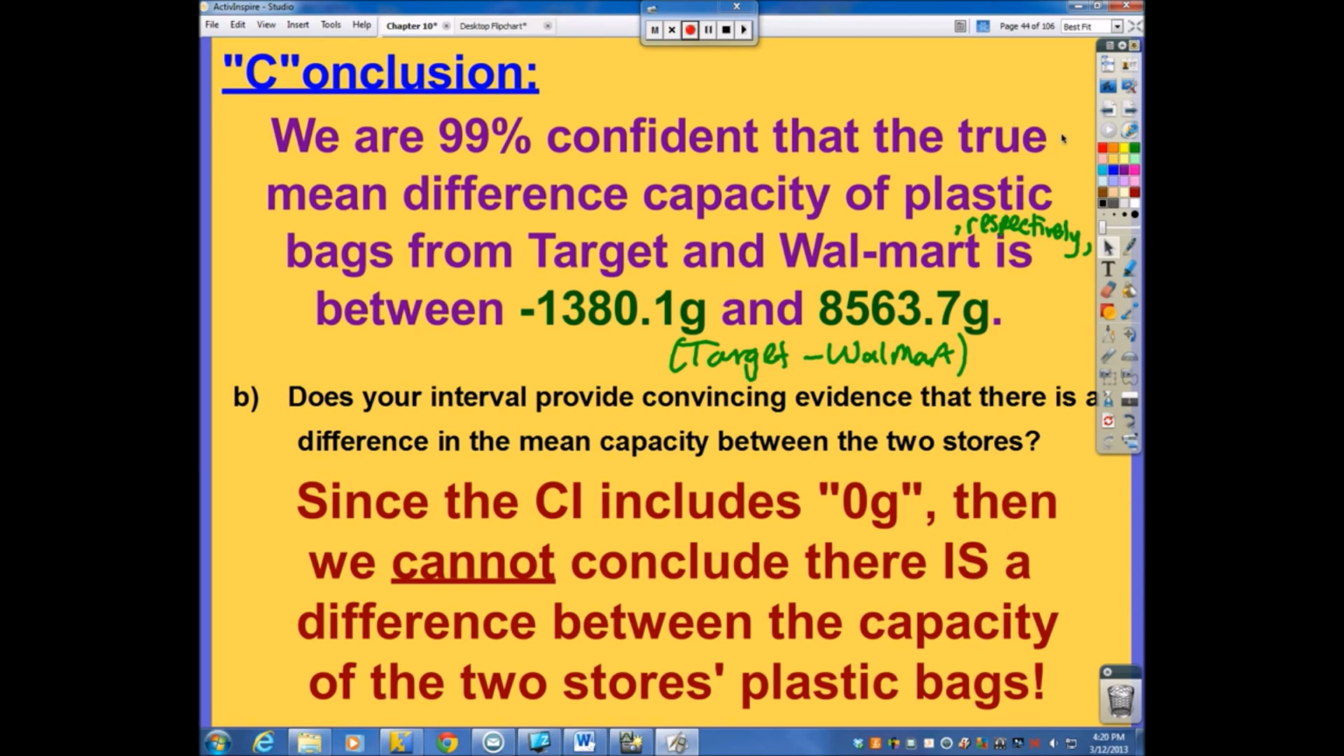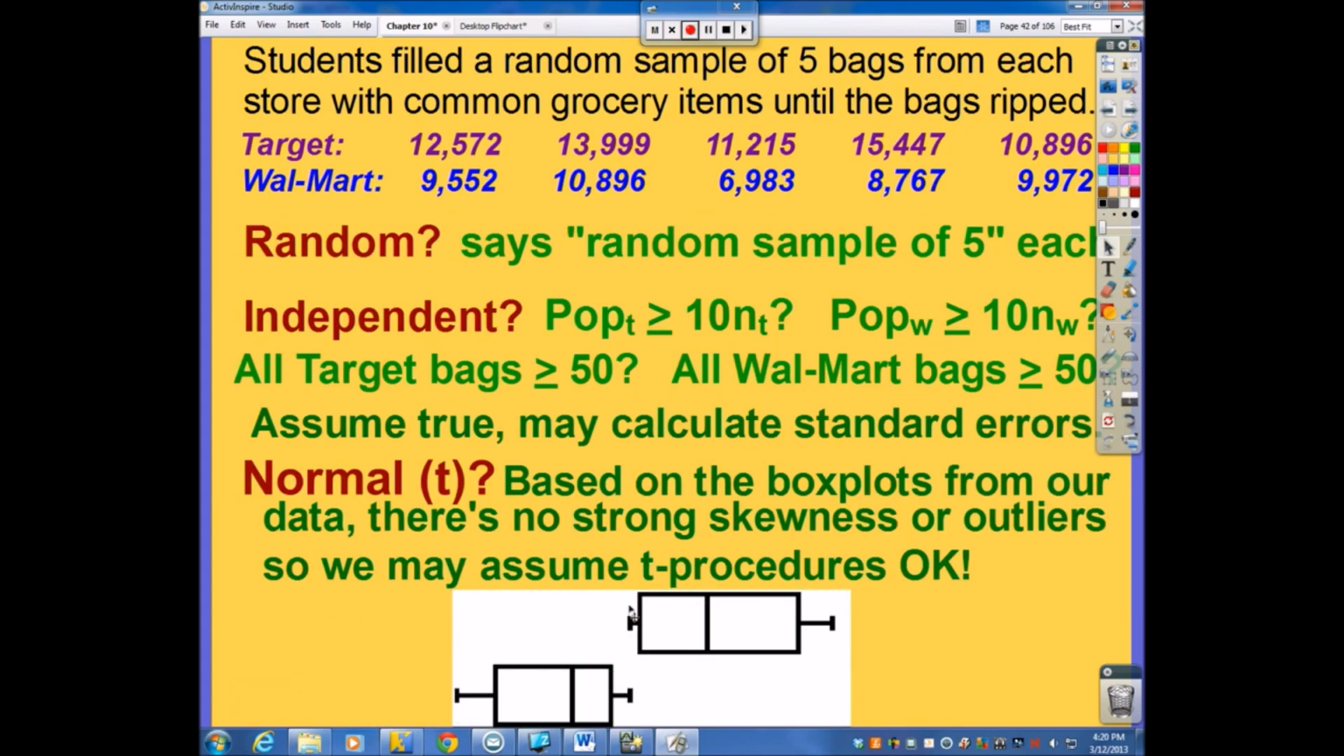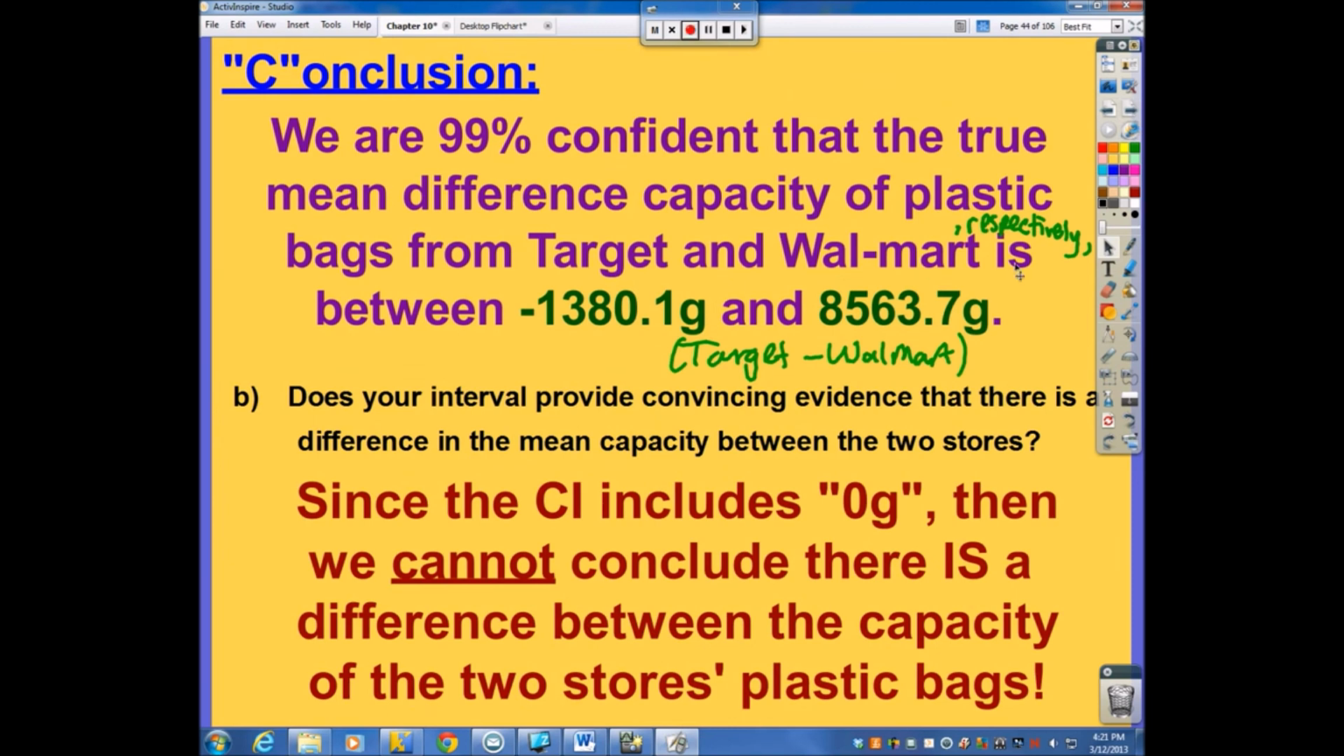Now you might be wondering, but Mr. G, that seems like crazy talk, because if we looked back at these box plots, I mean, the whole Target box plot was above the Walmart box plot. Why in the world did it come out in the end that we cannot conclude that there is a difference between the two? Well, I would say the one main reason is we had a very small sample size, again, of 5.